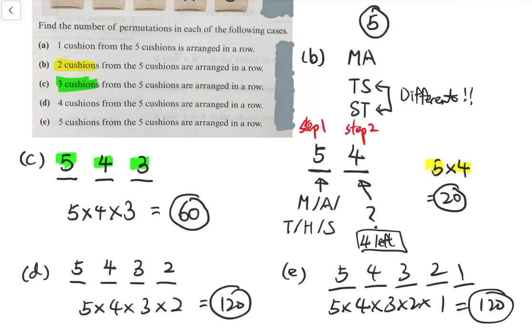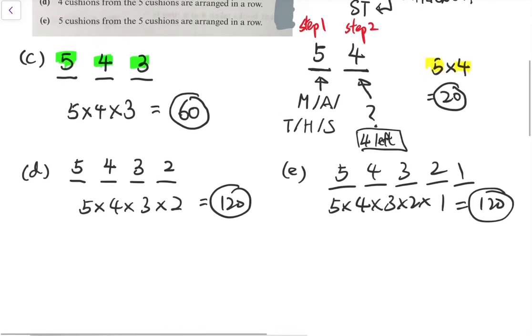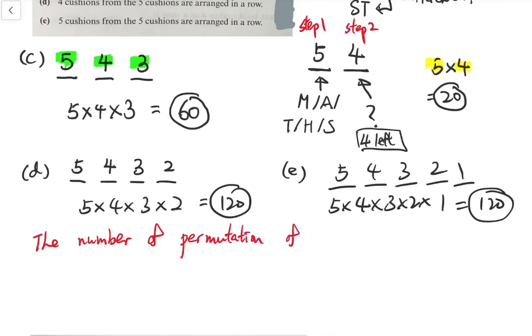Okay, got it? I hope you can get some concept of this permutation. Now we come to a general case. Just imagine if you have n objects, then what is the number of permutations? But you take just some out of them.